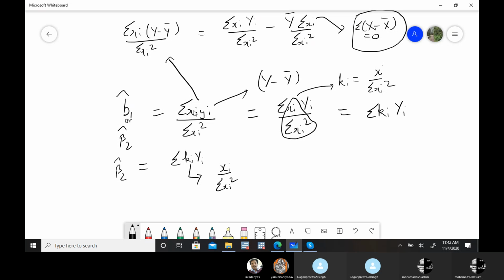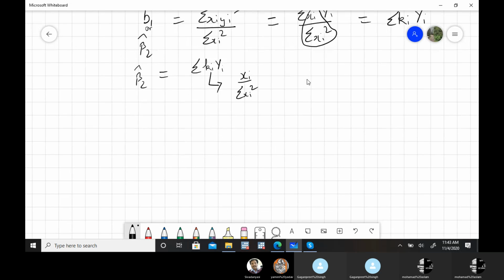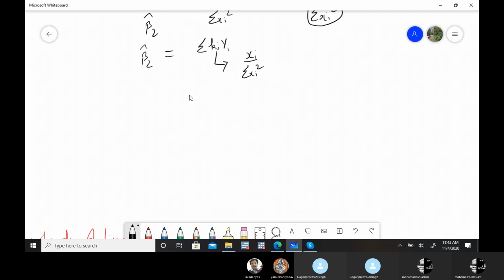So we can say that this term is equivalent to this term, and out of this we are saying that it is summation ki yi, meaning we are taking this whole x deviation form in the form of ki. So I hope you don't have any doubt now about why we have written that beta 2 hat is equal to summation ki yi. Now, how do we prove that this is a linear estimate?